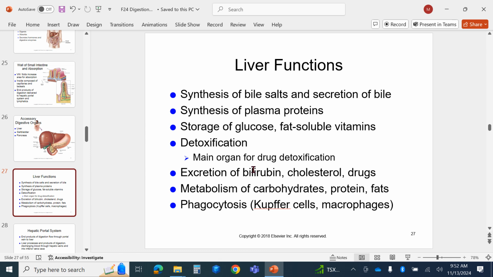Synthesis of bile salts for fat digestion. Synthesis of plasma proteins, storage of glucose, fat-soluble vitamins. We will touch lightly on vitamins, the whole idea that there are water-soluble vitamins and fat-soluble vitamins.